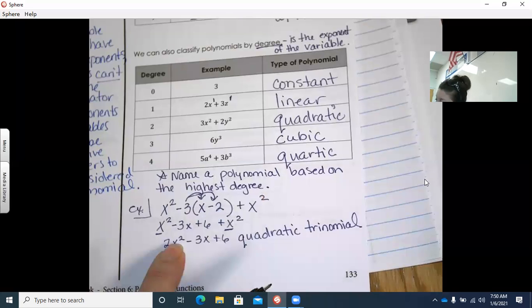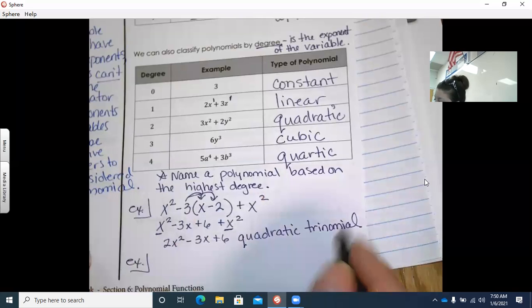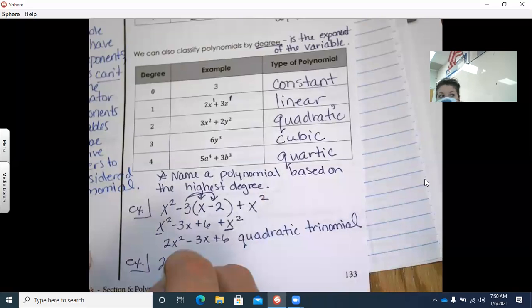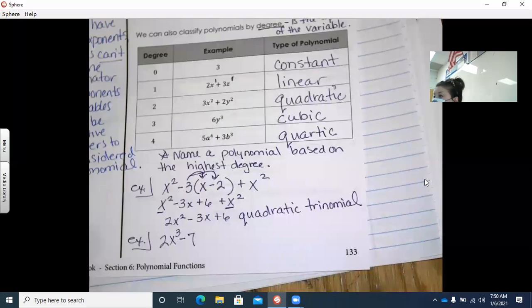How about this one? 2x cubed minus 7. Is there anything to simplify? No. How many degrees does it have? 3. How many terms does it have? 2. So we would call it a cubic binomial.